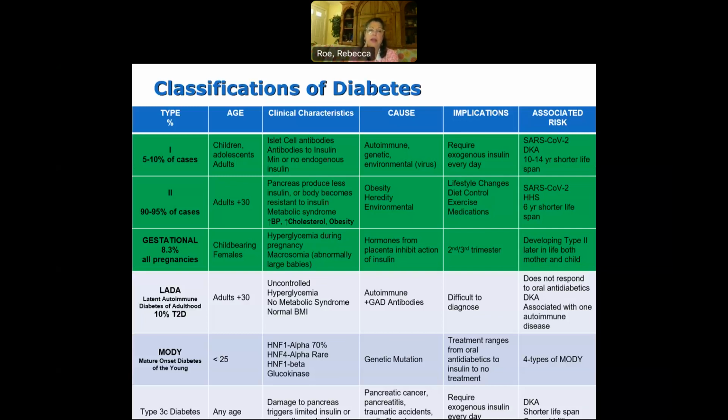And then type 3C diabetics are those of any age that have had damage to their pancreas that triggers the limited insulin usage, whether that is from cancer, tumor, pancreatitis, surgery to the pancreas, traumatic accidents, automobile accidents, gunshot wounds, whatever the cause, there is a problem with the pancreas. It requires the patient to take insulin administration every day. You also have the same risks with the type 1 diabetic, where you have a shorter lifespan and you run the risk of DKA. So those are the classifications that we're basically going to look at in some detail.